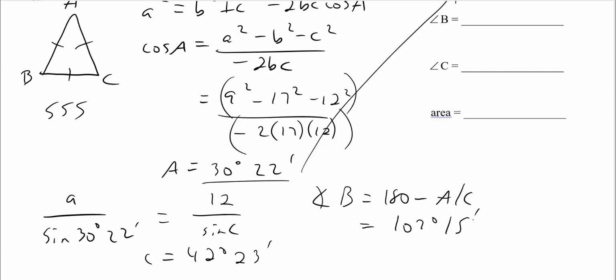Okay, and then angle B is just 180 minus A and C, so it's equal to 107 degrees 15 minutes. Now the deal is, if you would have found angle B first with law of sines, you would have gotten the wrong answer. Okay.